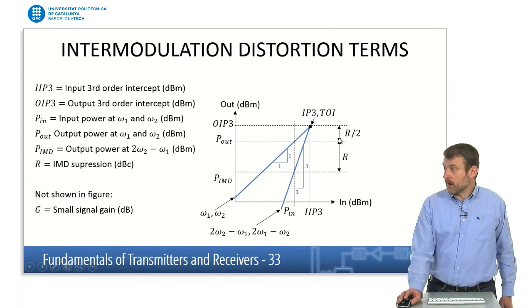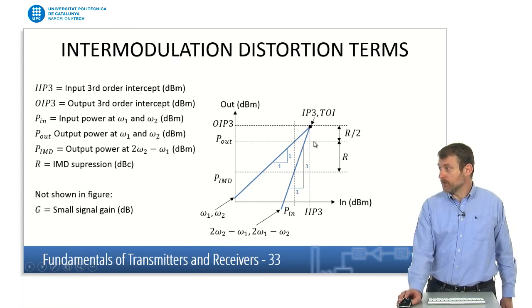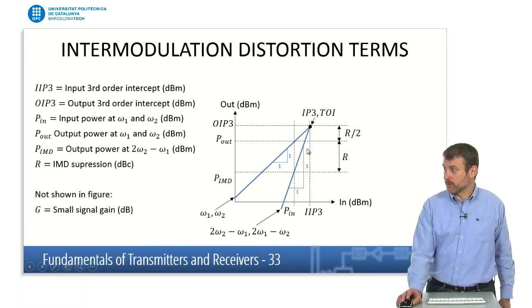The factor R is also plotted in this diagram, and one can see that this vertical distance has to be R over 2, and that comes because if this difference between the input power and the input IP3 is projected through the third order line, it will give us this distance.